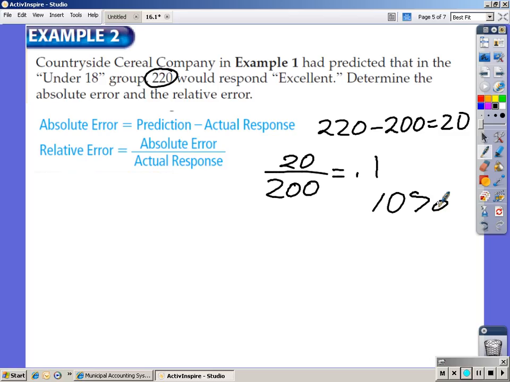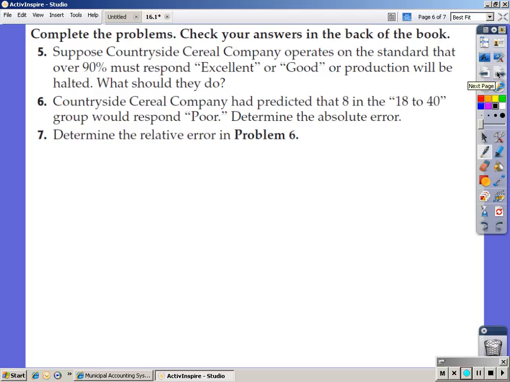Let's take a look at problems 5, 6, and 7. You guys try this on your own, press pause while you're doing so, and play when you're ready to see it work. Okay, let's take a look at these. Let's start with number 5. Number 5, suppose Countryside Cereal Company operates on the standard that over 90% must respond excellent or good, or production will be halted. What should they do?